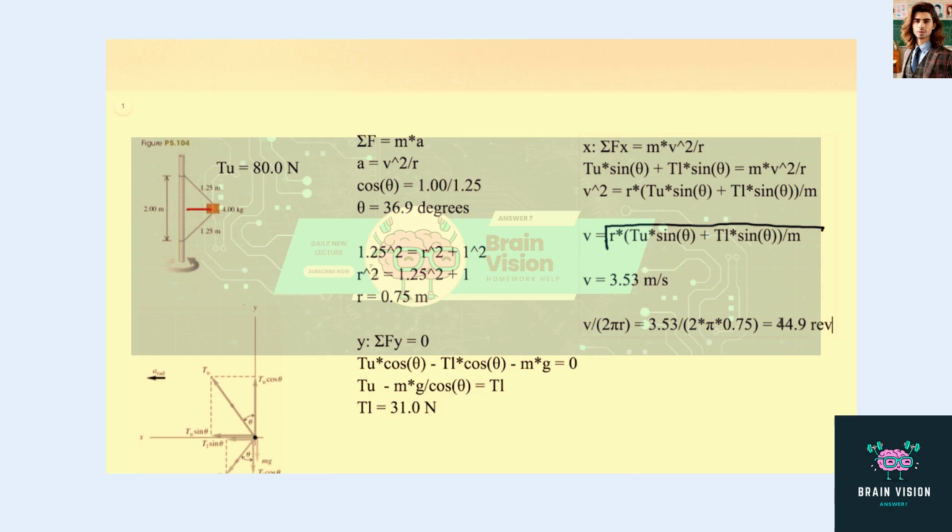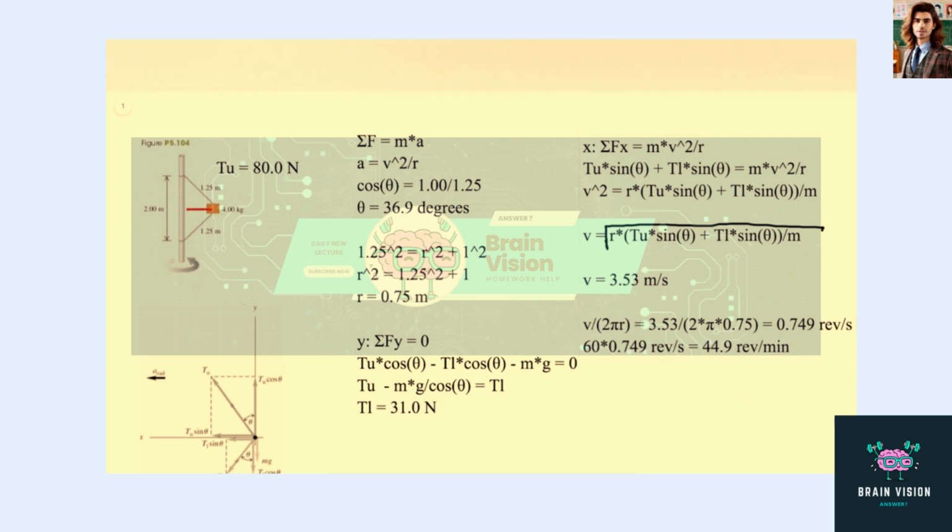Oh, sorry. This is in revolutions per second, so we're going to get 0.749 revolutions per second. Now, the question asks us for revolutions per minute. So if it goes this many revolutions per second, then we just need to multiply it by 60, since there are 60 seconds in a minute, to get 44.9 revolutions per minute. This is going to be the answer to part B.